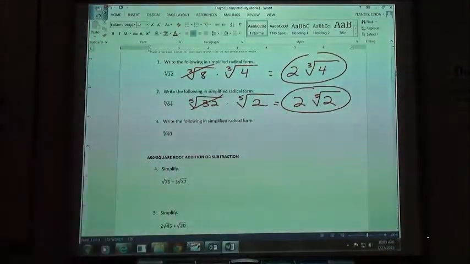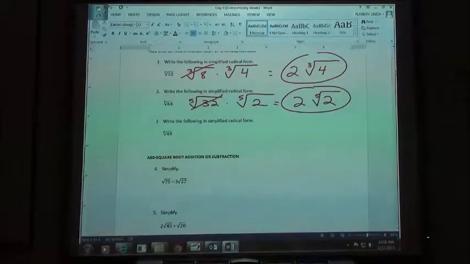Then the next one's doing the fourth powers. 2 to the fourth power is 16, right? 3 to the fourth power is 81. 4 to the fourth power is 256. And again, we're getting kind of big, so that's probably long enough for that list. If you get bigger ones, you can always add to it.